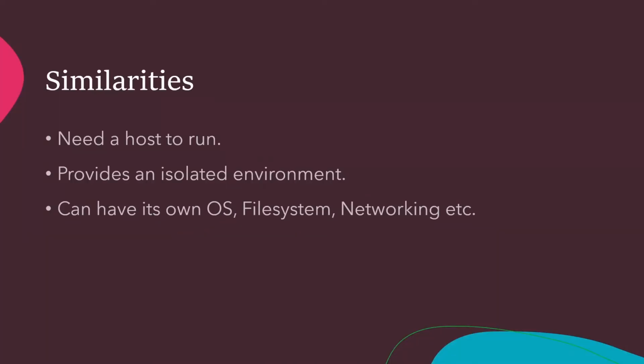Now let us look at the similarities. They both need a host to run. So without a physical system, you cannot have a virtual machine and you cannot have Docker containers. They both provide us with an isolated environment. In both the VM and a container, we can have our own operating systems, file systems, networking, etc.